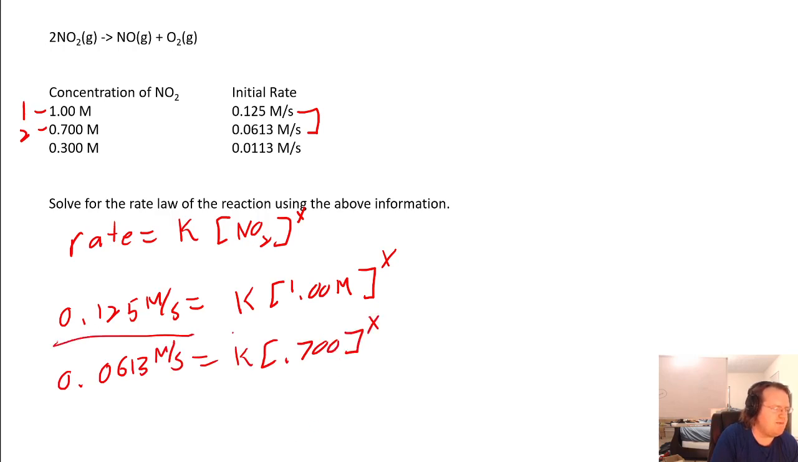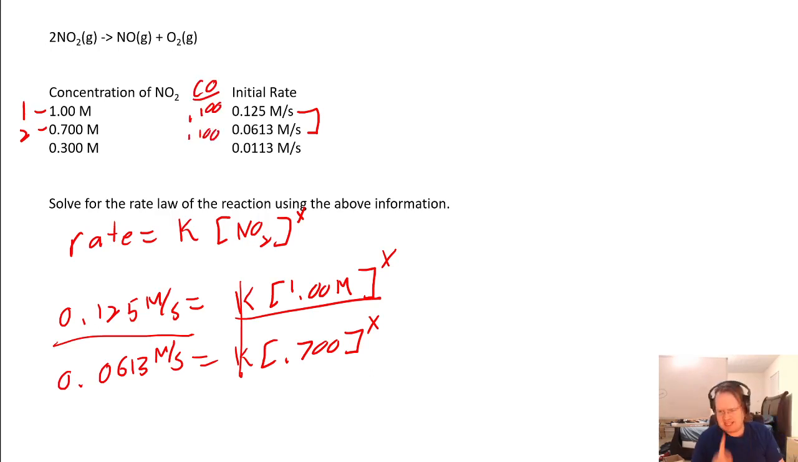Now I'm going to divide both of these by each other. What happens then is these k's cancel. Let's say we had another component, like carbon monoxide, and let's say it was a constant, 0.100, 0.100. As long as it was the same number, it would also cancel. So as long as you're comparing two experiments where only one thing changes, this works.